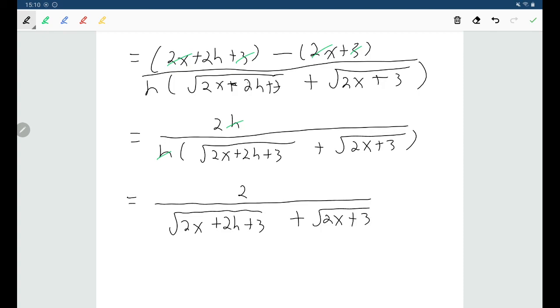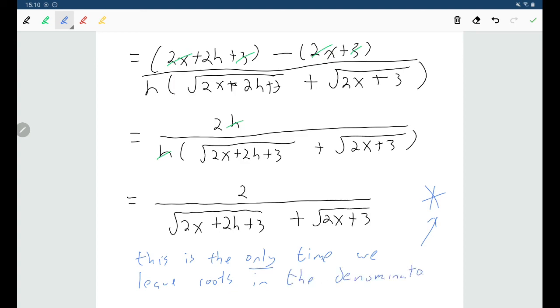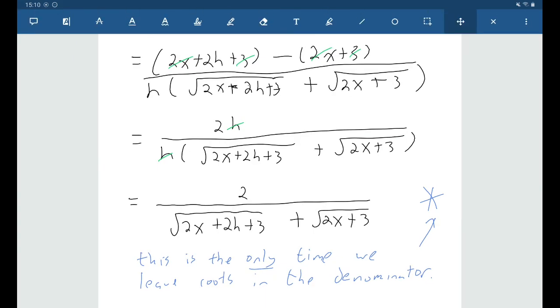This is something I want to draw a nice little star beside just as a reminder. This is the only time we leave roots in the denominator. It would be this specific instance. If we're doing a difference quotient and it's something involving a root, and once we've canceled the h, there are still roots in the denominator, that's actually the only time in this course I'll say that yes, please leave things as they are.